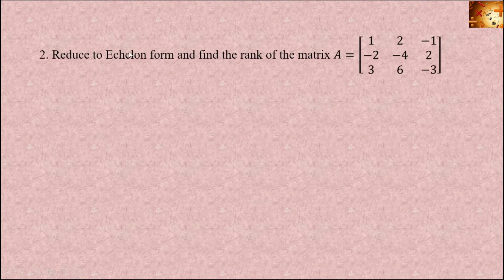Next problem. Reduce to echelon form and find the rank of the matrix A equal to 1, 2, minus 1; minus 2, minus 4, 2; 3, 6, minus 3. First of all, consider the matrix. Here, the diagonal elements are 1, minus 4, minus 3. So, we need to make minus 2, 3, 6 as zeros.